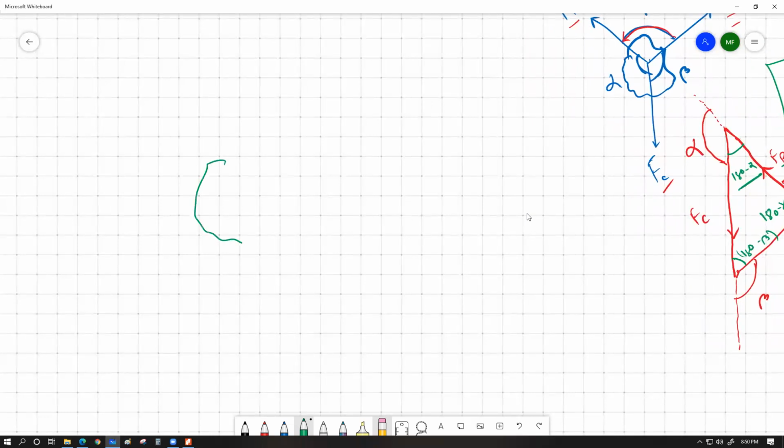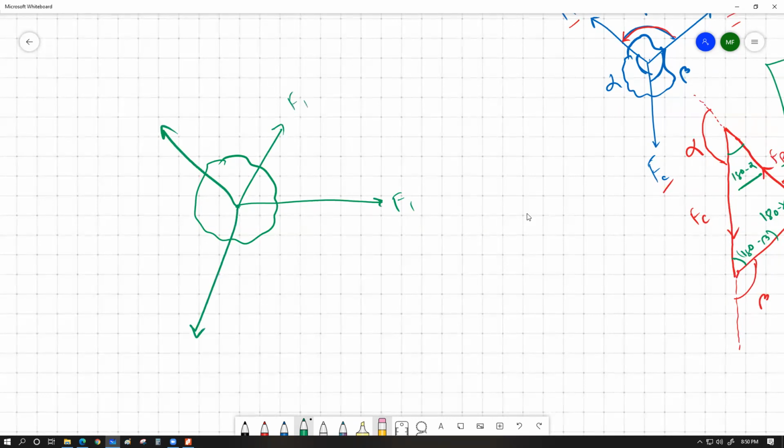Let's say we have an object that is over here and we have 4 forces working on it. Just for the sake of simple discussion, let's say force 1 is working this way, force 2 is working this way, force 3 is working this way, and maybe force 4 is working that way. So force 1, force 2, force 3, force 4.